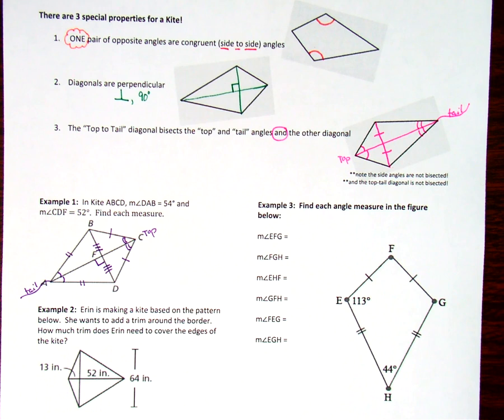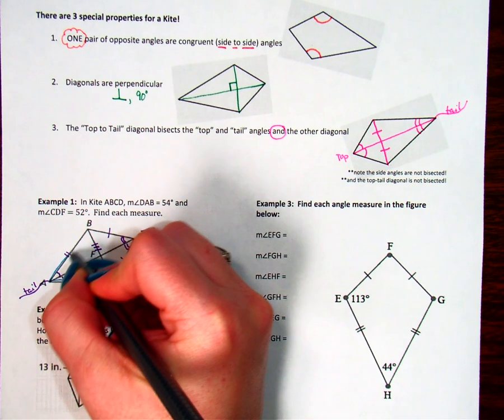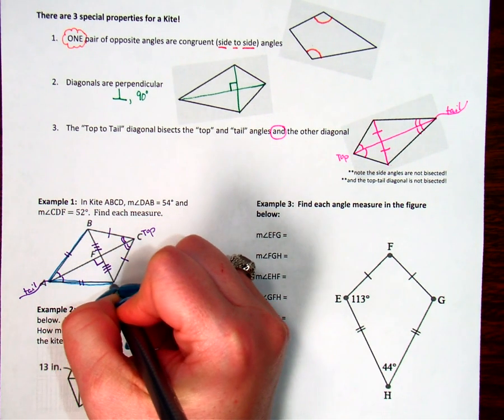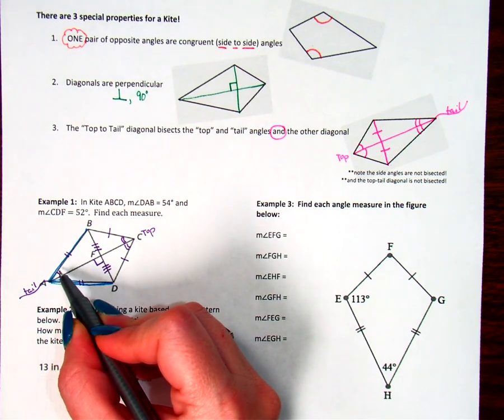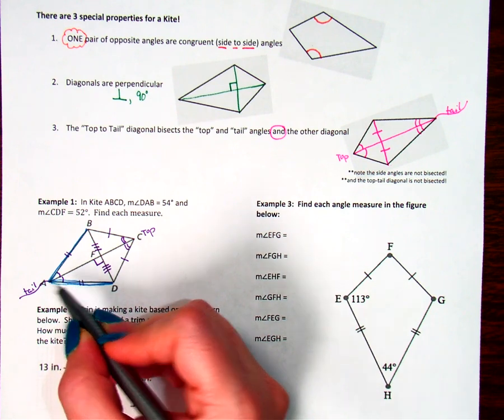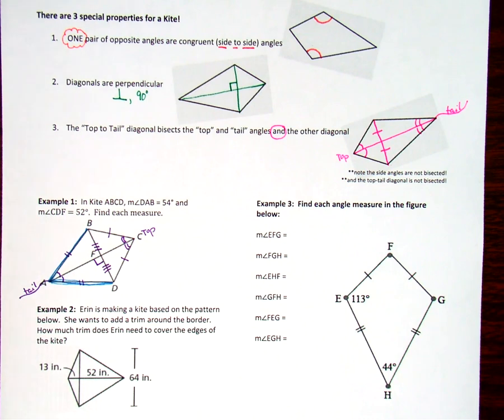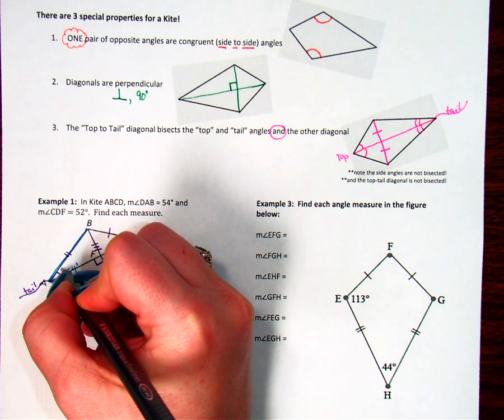So now let's look at the information they gave us. The measure of angle DAB, that is that whole angle down there at the bottom. That whole angle is 54 degrees. So think about what each side would be if it's been bisected. 54 divided by 2 is 27 degrees. So if this whole angle is 54 degrees, that means each angle here is 27 degrees and 27 degrees.